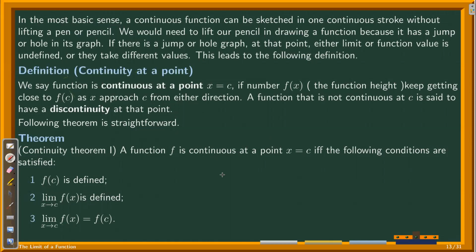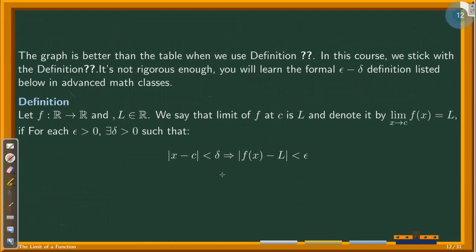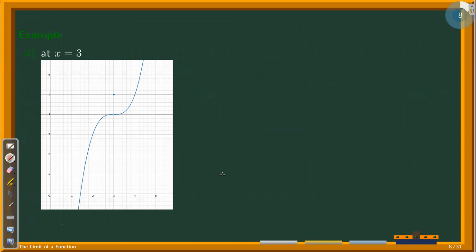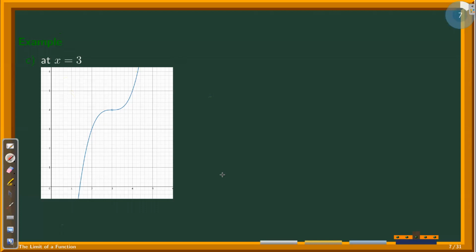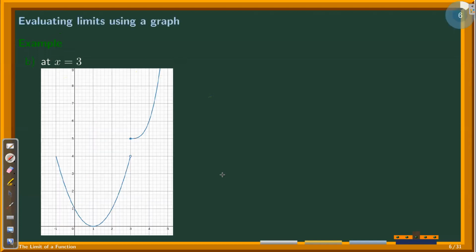Here, if I look, there's a jump at 3, so it's not continuous. And here there's a hole at 3, so not continuous at 3, but at other points it's continuous. With a hole in the graph, I have to lift my pencil to draw it. Here there is a jump. That is the intuitive meaning.